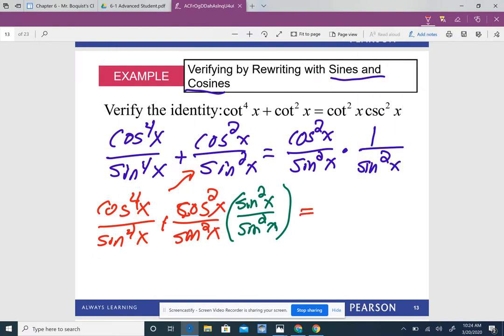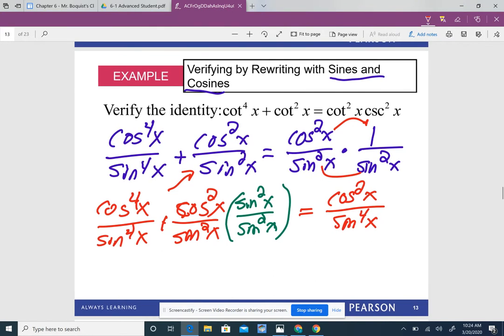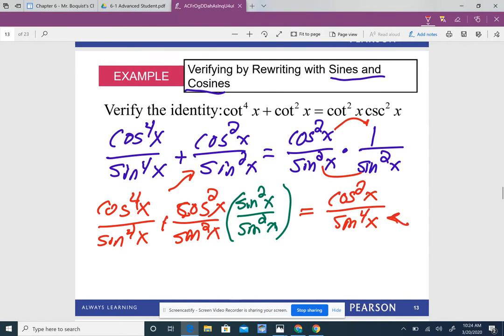And then this side, I'm just going to multiply. So it's cosine squared times 1, right? Because this is actually multiplying. They're not equal. They're multiplied. So cosine squared times 1 is cosine squared. Sine squared times sine squared is sine to the fourth. Well, that's going to be handy. Look at that. This already has sine to the fourth over here. That's very promising. All right.